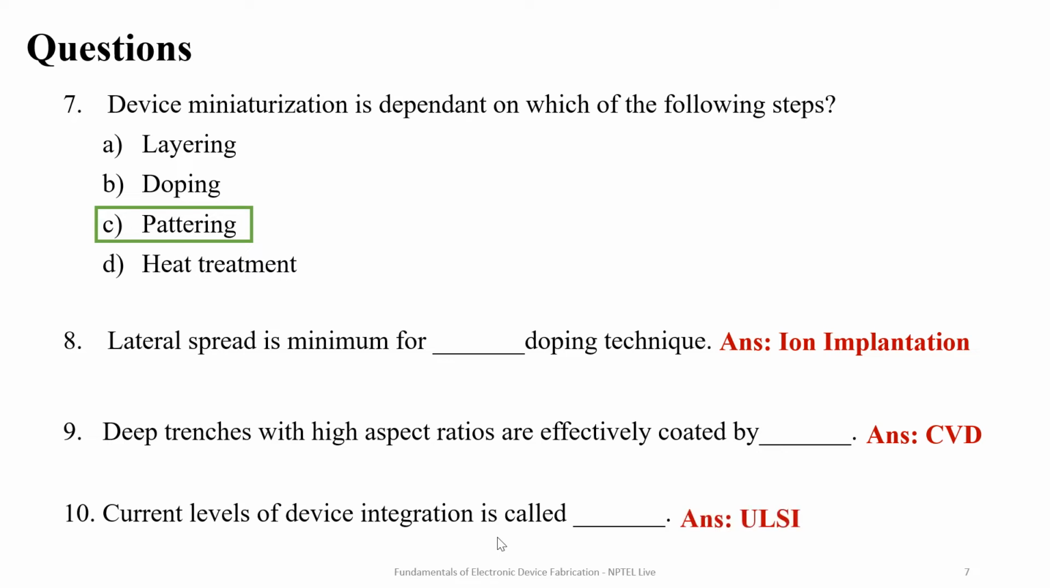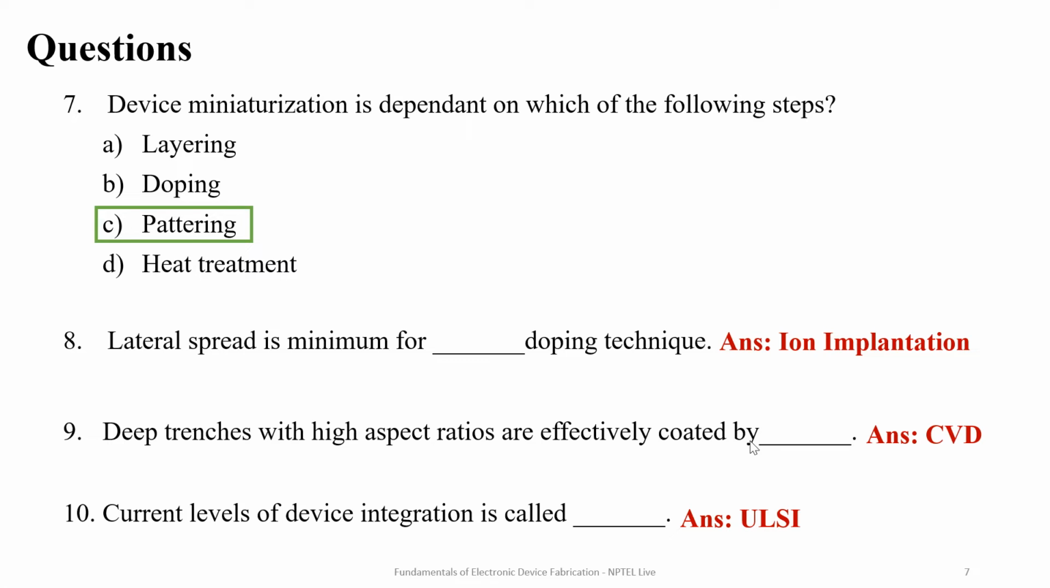So in case of different levels of integration, how many components do you know are there in ULSI? Number of components per chip. Can you make a guess? Yes. Above 10 power 6 components will be there. That's approximately 1 million, right?